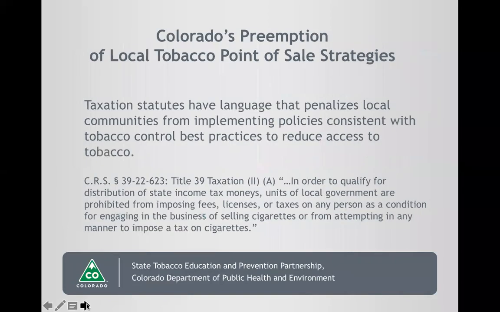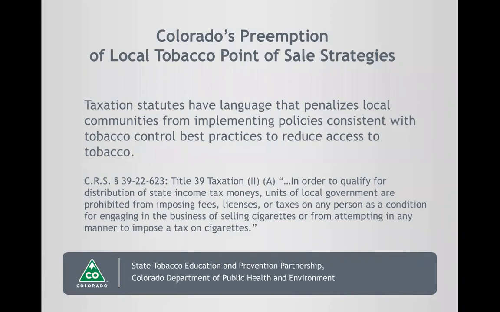I'm going to start by explaining the preemption that we have in Colorado on local youth access policies. It's a little bit different from explicit preemption, and as such, our state usually is not identified on many of the lists of states with preemption on local youth access strategies. Our law requires a fiscal penalty to communities rather than an outright preemption, but it has the same effect as an explicit preemption and has discouraged local communities from working to protect their youth from harmful effects of easy access to tobacco and predatory marketing practices from the industry.